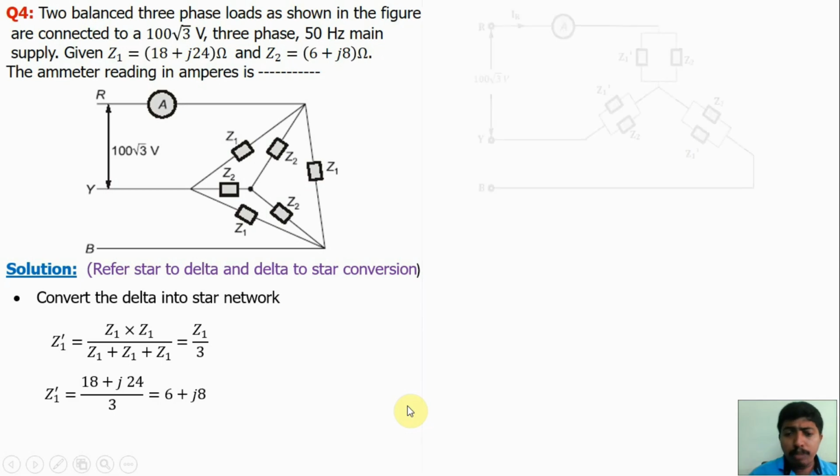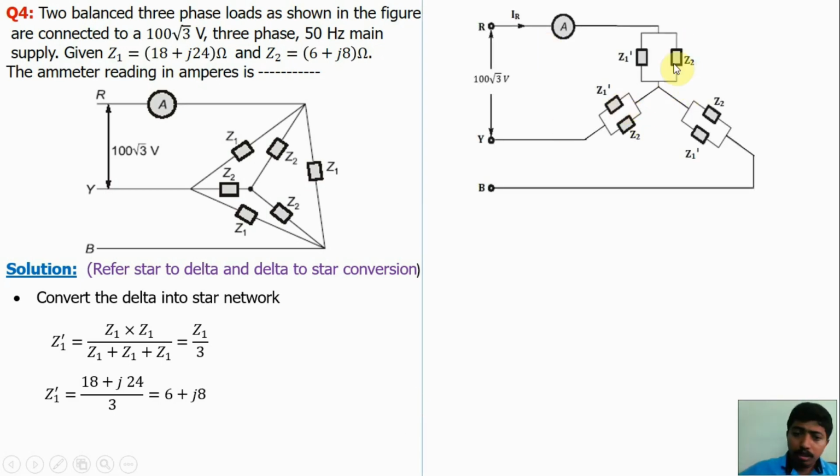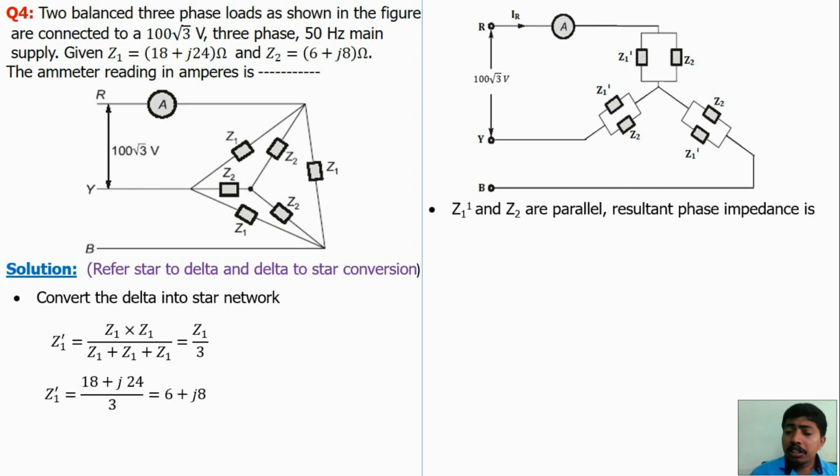Now the equivalent circuit will become like that. The star component is in parallel with the Z1 dash. Here Z1 dash and Z2 are parallel. So the resultant phase impedance, if two resistors are parallel, what is the value? R1 R2 by R1 plus R2. What is the value of Z1 dash? Z1 dash is equal to 6 plus J8. What is the value of Z2? Z2 also is 6 plus J8. Both are the same. If two equal resistors are in parallel, the resultant will be half. So 6 half is 3, 8 half is 4. So you will get 3 plus J4.